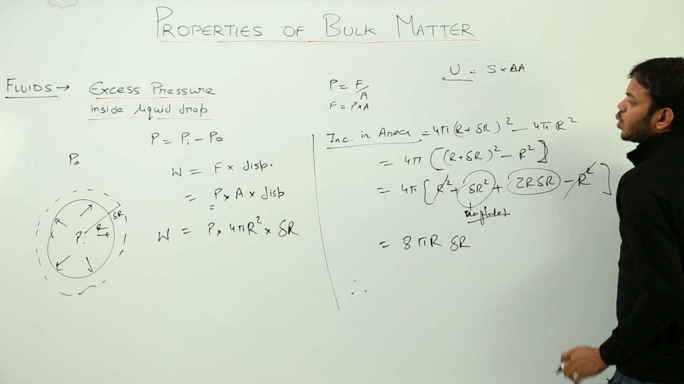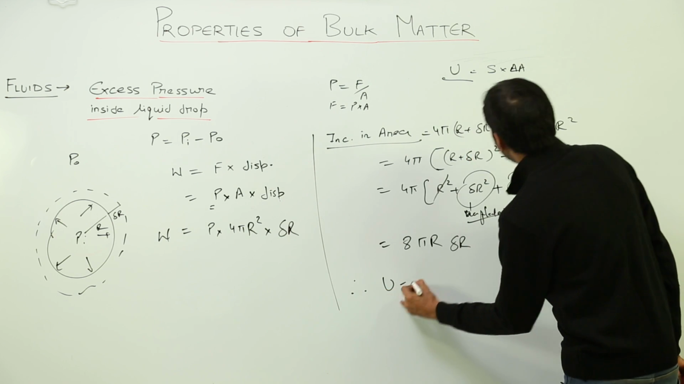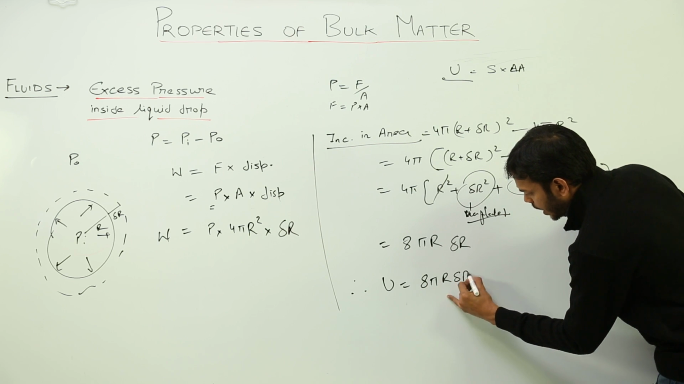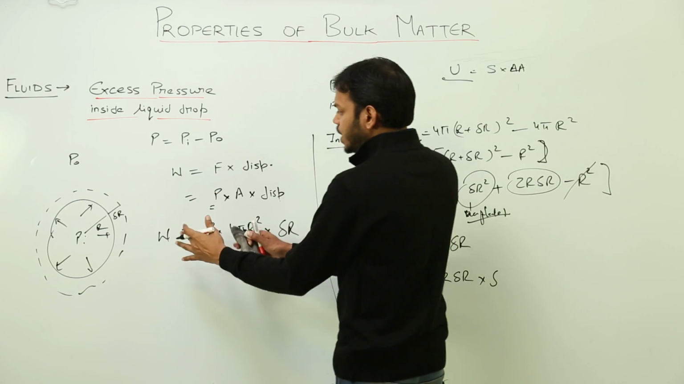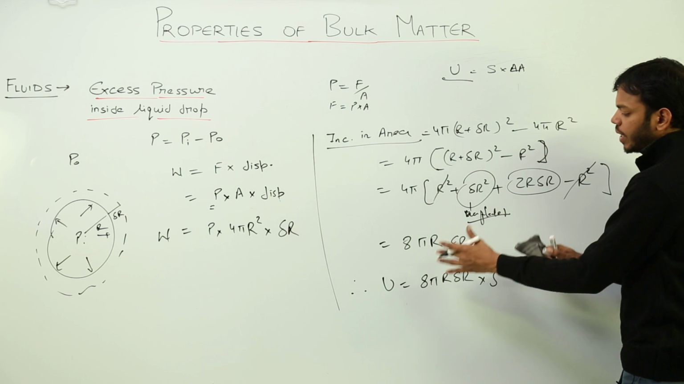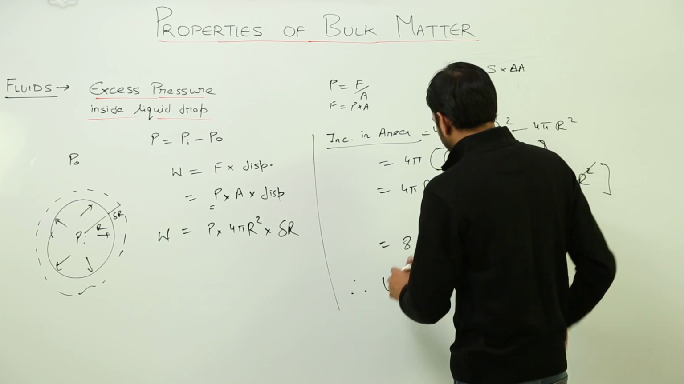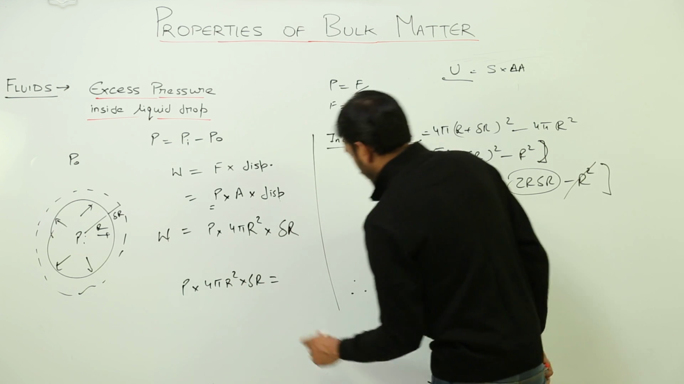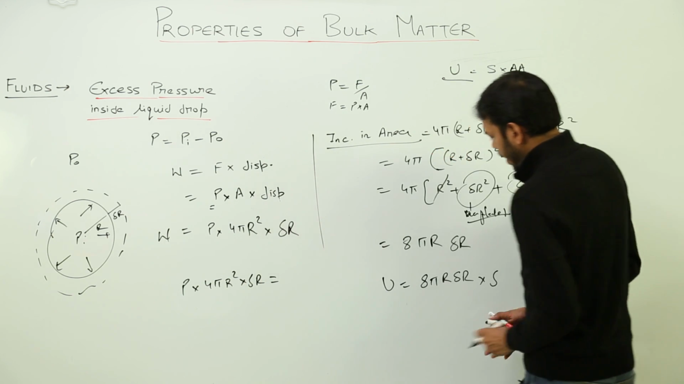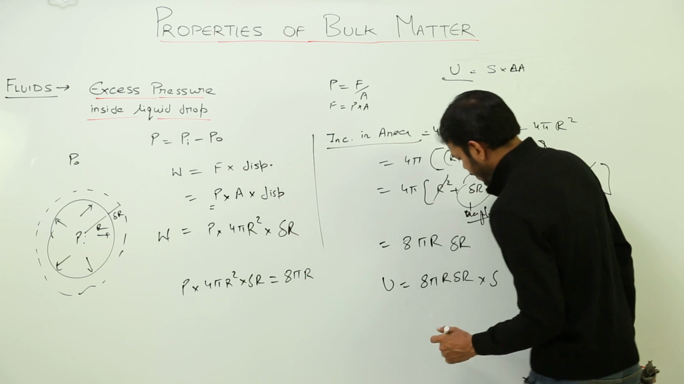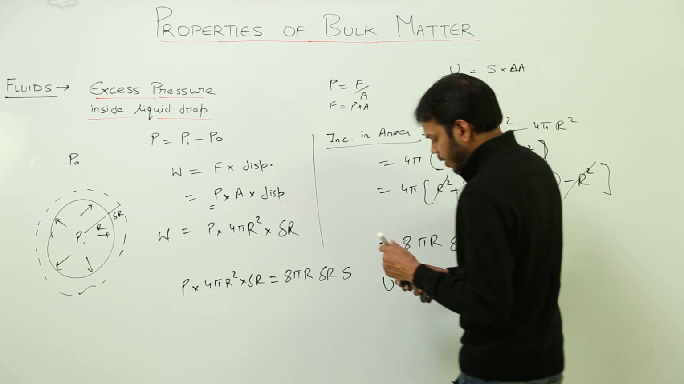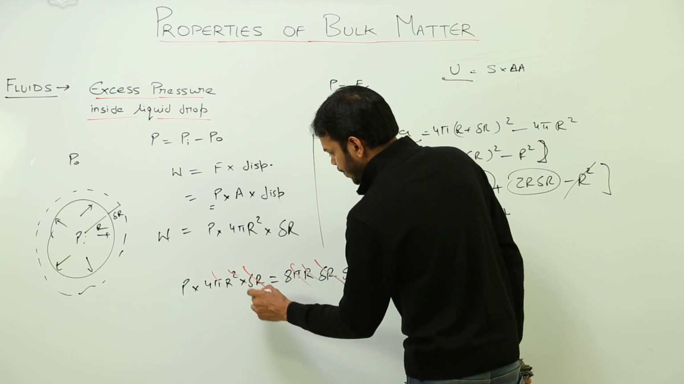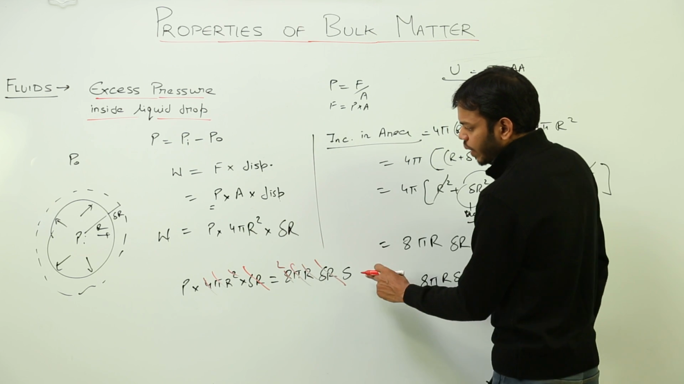Therefore, the potential energy stored due to that work done will be, what is potential energy? Surface tension into area. So 8 pi r delta r times surface tension. This work done is responsible for the storing of potential energy in the liquid drop. That means these two are equal. Compare them: P, the excess pressure, into 4 pi r square into delta r is equal to 8 pi r delta r times S. The things which cancel out are delta r, pi, one r and 2. So I am left with 2S and 1 r only.